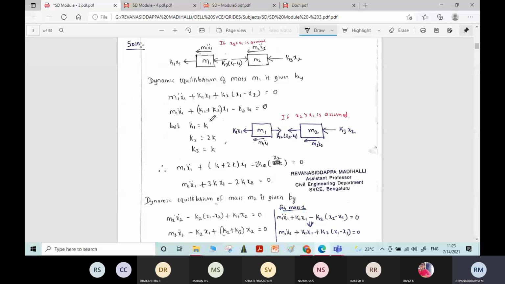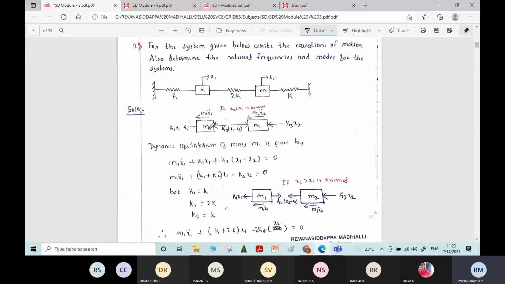Now here there are two masses given. For each and every mass, first you need to write the free body diagram. See how the displacement is caused to the mass m1 and mass m2. It is in the right direction. When this mass is pulled in the right direction, this spring will be subjected to tension.